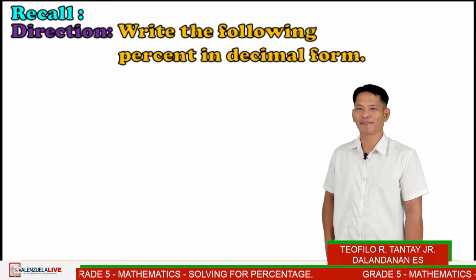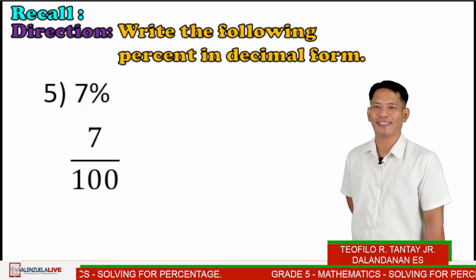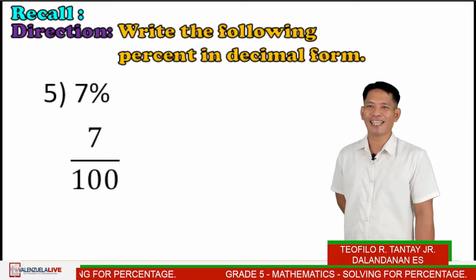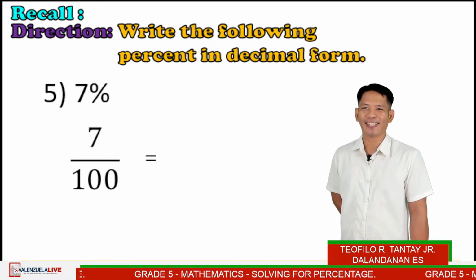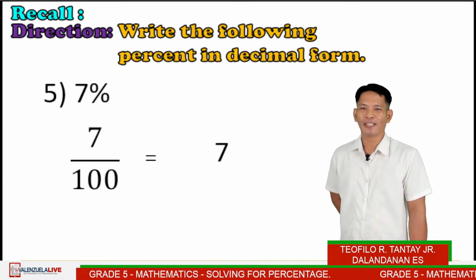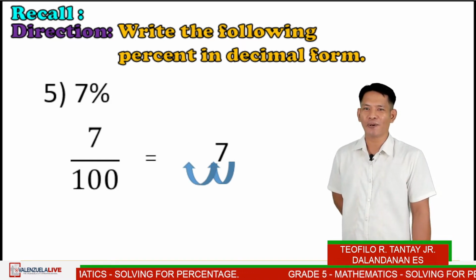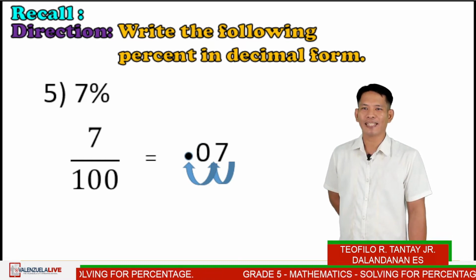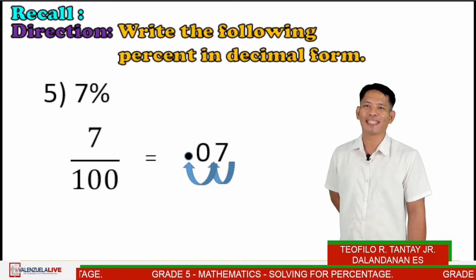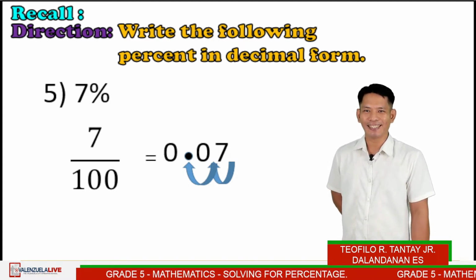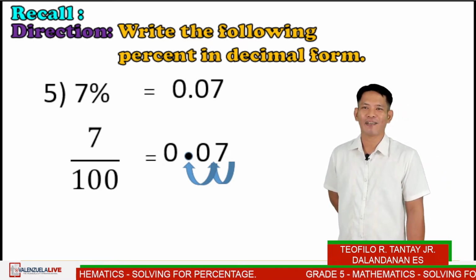Next one, number 5. What is 7% in decimal number? 7% can be written as 7 over 100. And if we divide 7 by 100, we have to move the decimal point 2 places to the left. Again, 7 has only one digit. Therefore, we need to add a 0 before the digit 7 in order to complete the 2 decimal places. Therefore, 7% is equal to 0.07 or 7 hundredths.